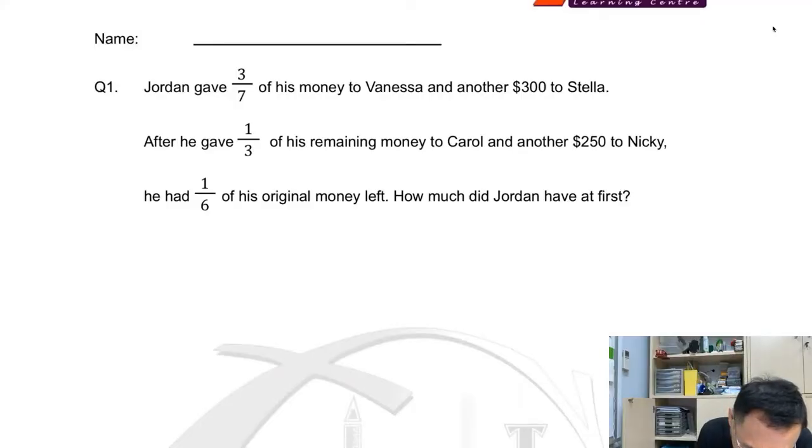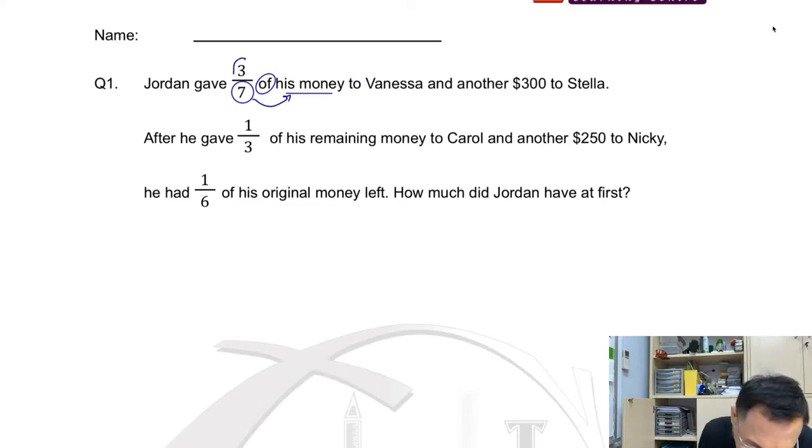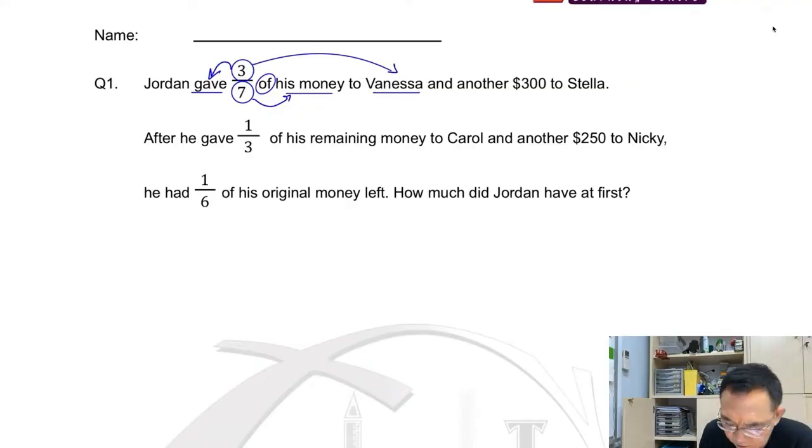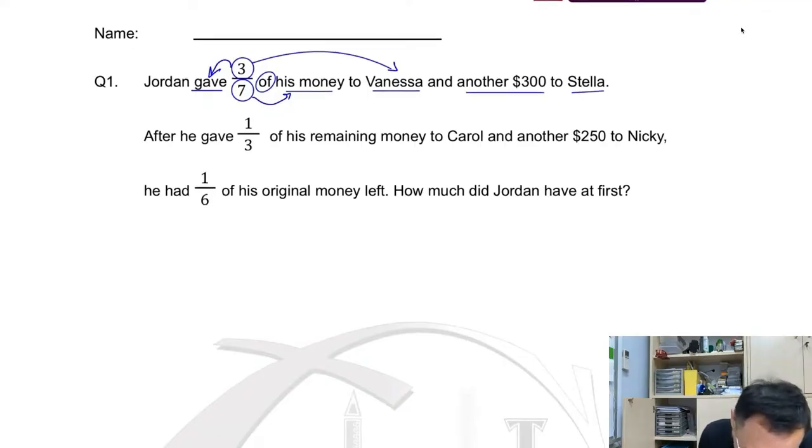So first of all, this 7 that you see here, then you circle off, right? I told you all before, when you see a fraction, you circle the word off after the fraction, and then you point the denominator to the word after off. Okay, so of course, in this case, his money is Jordan. And then the 3 is what Jordan gave to Vanessa. Okay? And then, on top of that, he will give another $300 to Stella. And then after, meaning this is the next step, he gave 1/3.